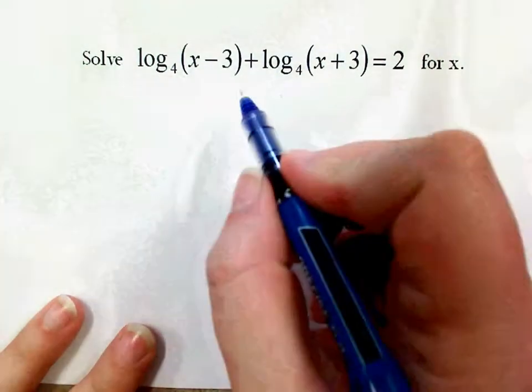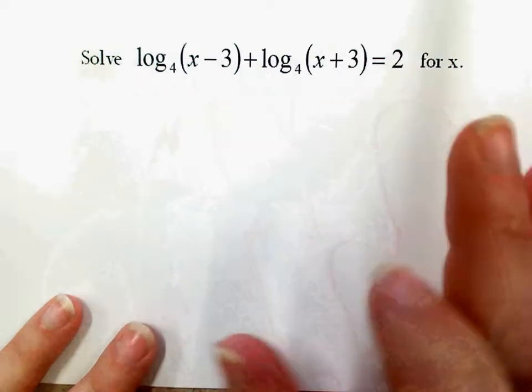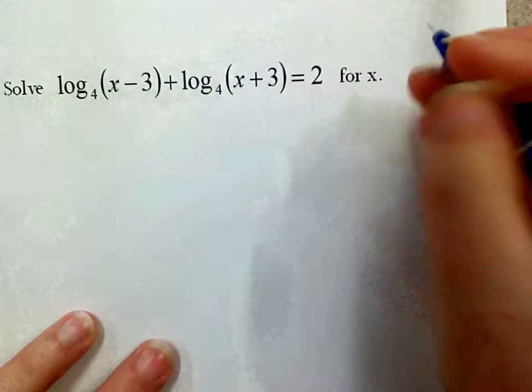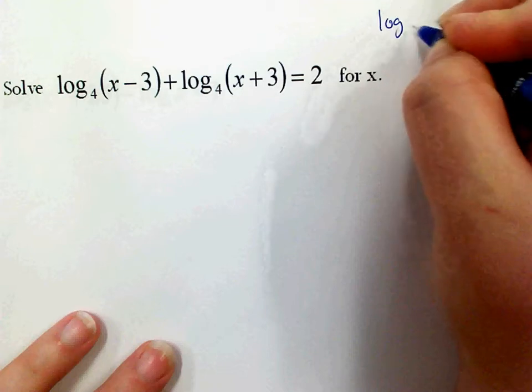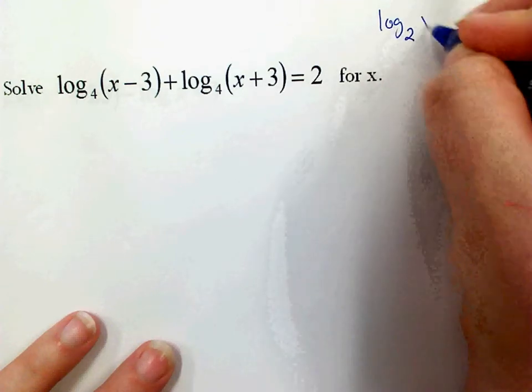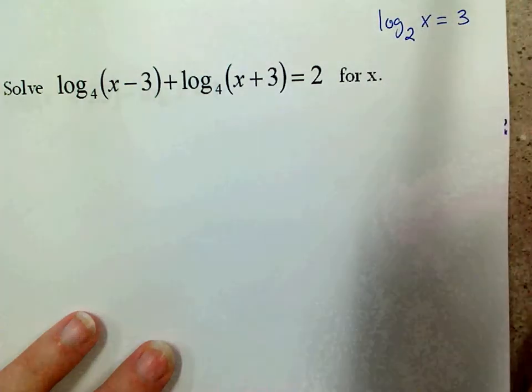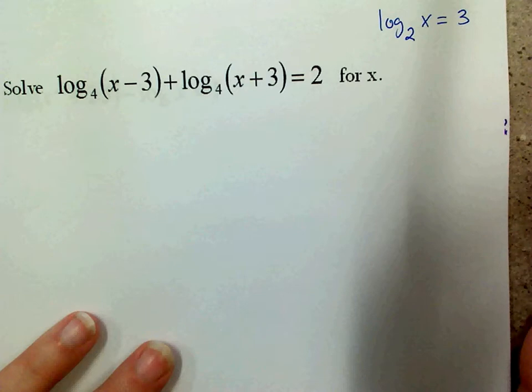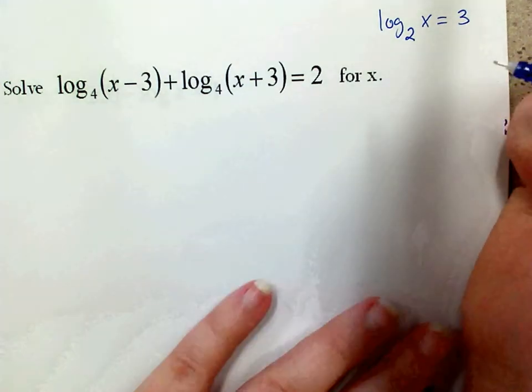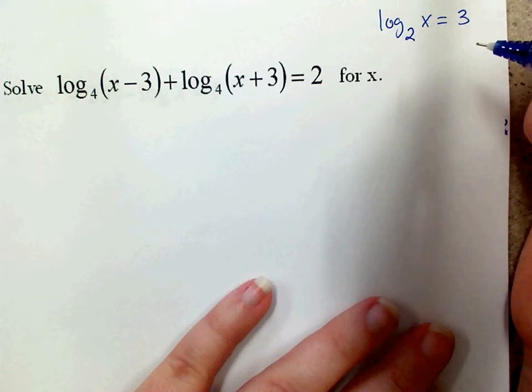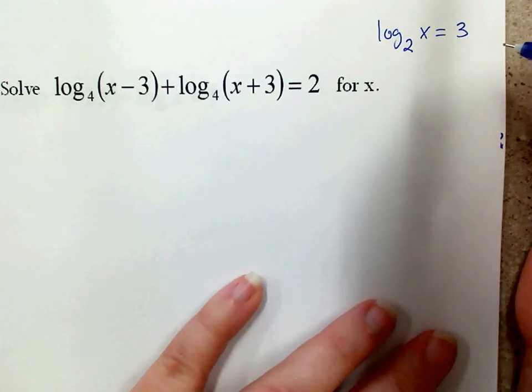It would be nice if I could only have one logarithm, because if I have one logarithm equals a number, if I have log base 2 of x equals 3, that's easy to solve. How do I solve it? How do you solve this? Yeah, what do you do?